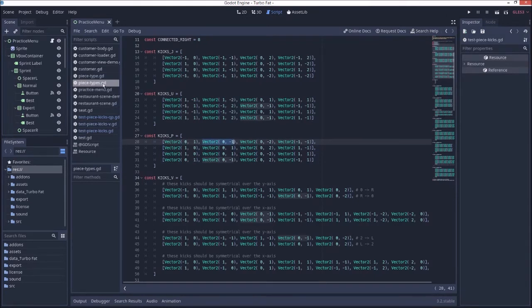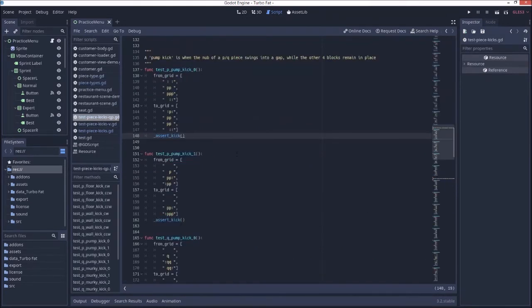But these unit tests describe, well, that should be 0, -1 because if it's in this case and they rotate clockwise, it needs to move down by 1. So they can understand this picture. They can't understand these kicks. So these unit tests are our way of documenting what the kicks are supposed to do.